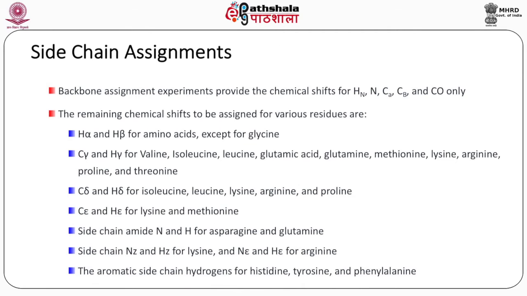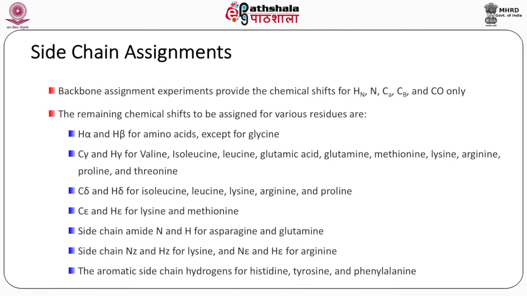Side chain assignments. Backbone assignment experiments provide the chemical shifts of HN, N, C alpha, C beta and the carbonyl CO only. We can have an experiment called HBHA(CO)NH. This experiment would provide the chemical shifts for the HB and HA, just like the CBCA(CO)NH, for the preceding residue HB and HA through the amide NH, and this is a one directional experiment.